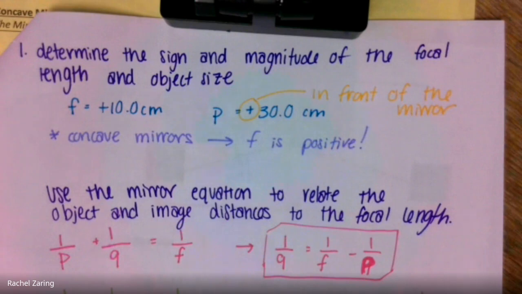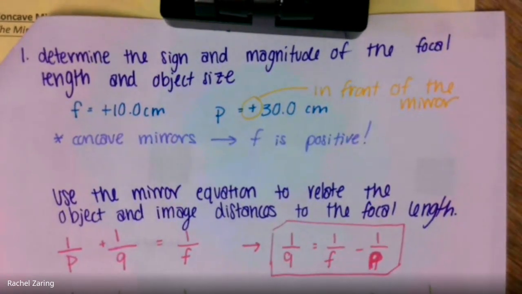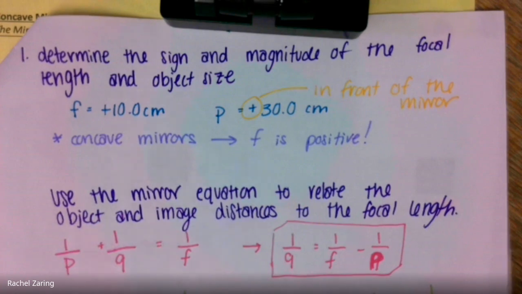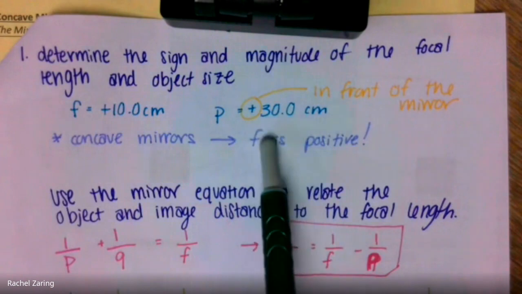So part 1 of this problem is to determine the size and magnitude of the focal length and the object size. Because we are given the focal length, we're given the location of the image, but what we really want to know is where our object is going to be placed, as well as our image. So really what we're given here is F, and we're given P.